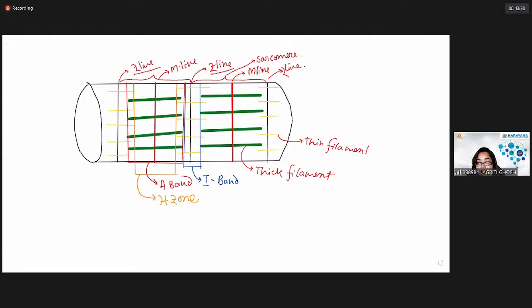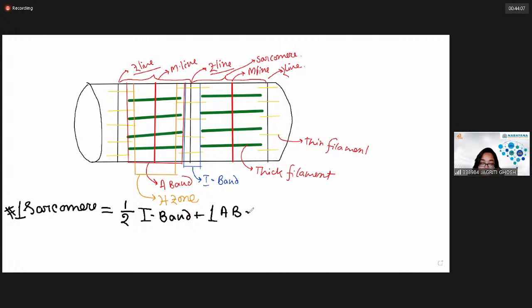So, my question is, one sarcomere is equal to half I band plus one A band plus half I band.